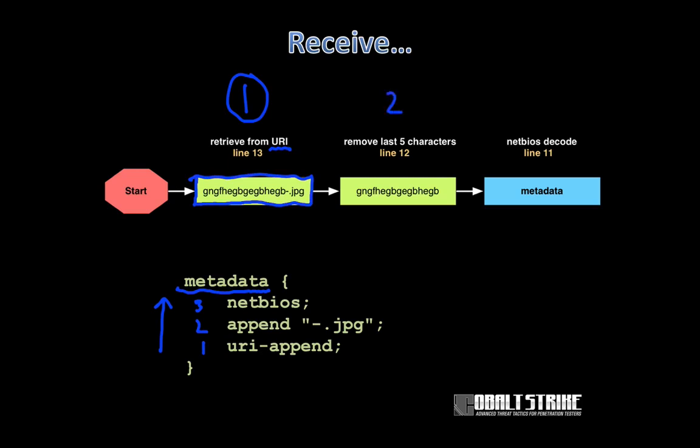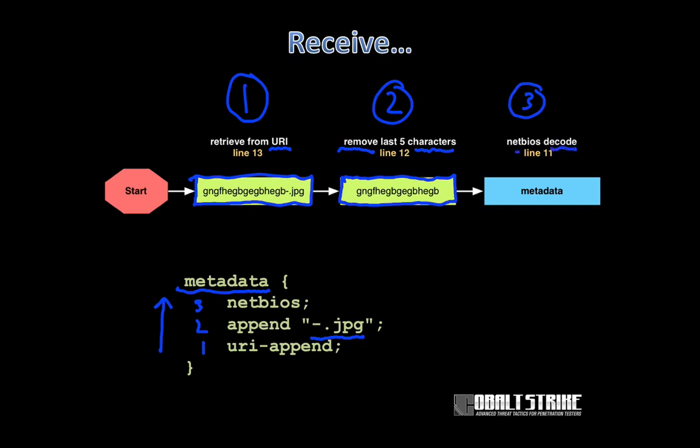Next, we go on to step 2, which is to append dash.jpg. The inverse of appending 5 characters to a string is to remove 5 characters. And that's exactly what we're doing right here. We're just removing the last 5 characters, doing the inverse of that step. And what we end up with is this string right here. And likewise, for step 3, which is the NetBIOS encode step, when we're doing a recovery, the inverse is to decode.